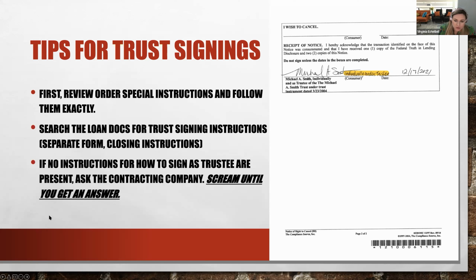Lisa, anything to add on this one? Yeah, I think just to reiterate, every lender is different. Wells Fargo doesn't want to see anything that has to do with trust. They just want the name. They're all different. The credit unions seem to be the pickiest when it comes to the trustee verbiage. But you certainly would never put Michael A. Smith trustee when it actually says individually and trustee.